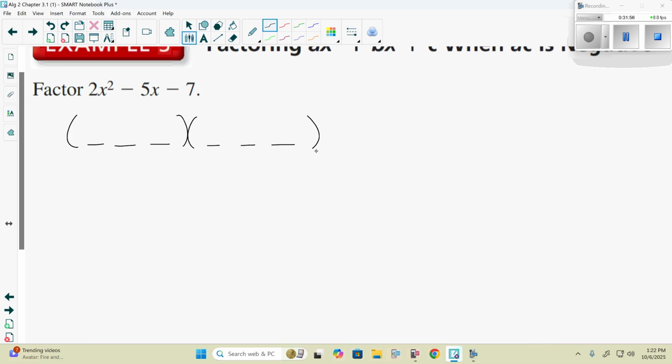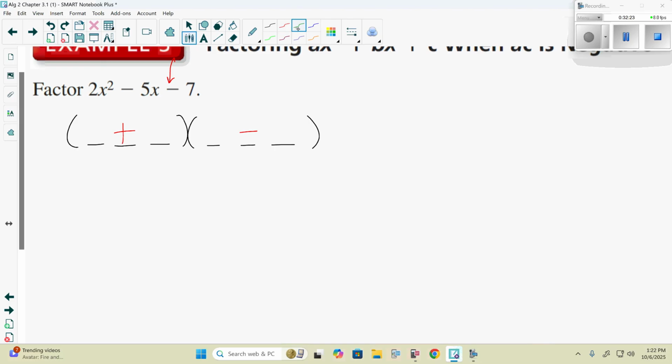Since the third term is positive, the signs are the same and match the sign of the middle term. No, the third term is what? Third term is negative. If the third term is negative, the signs are opposite. I normally just put the first one plus, second one minus. It really doesn't matter. One of them is going to be plus, the other is going to be minus. Throw them in.